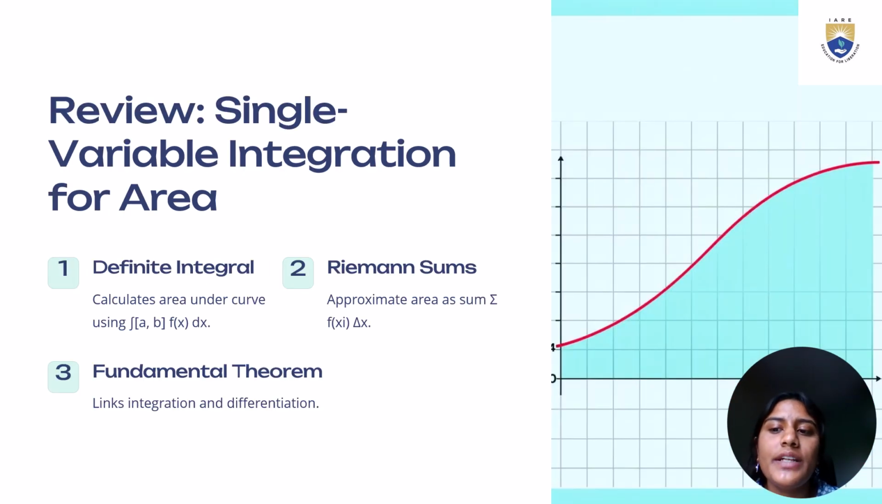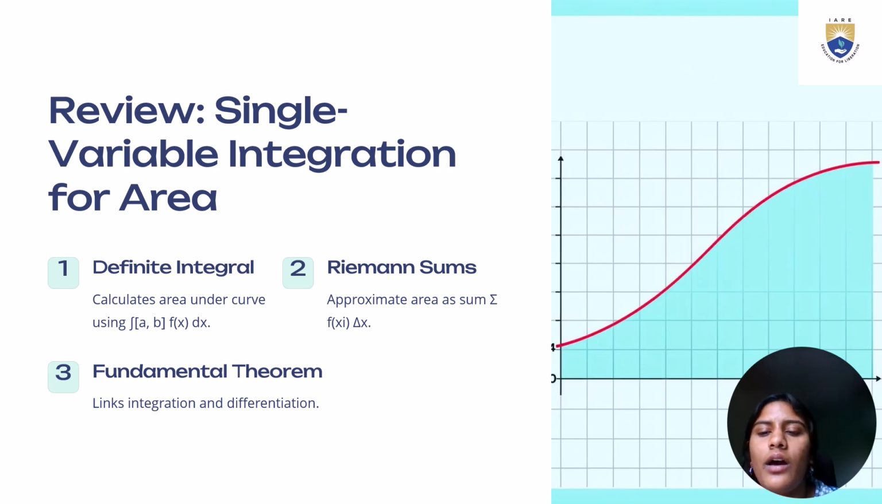Single variable integration for area. Let's quickly review single variable integration, which we know is used to find the area under the curve. First, we define an integral, which is the integral from a to b of f of x dx, which gives us the area from x equals a to x equals b.